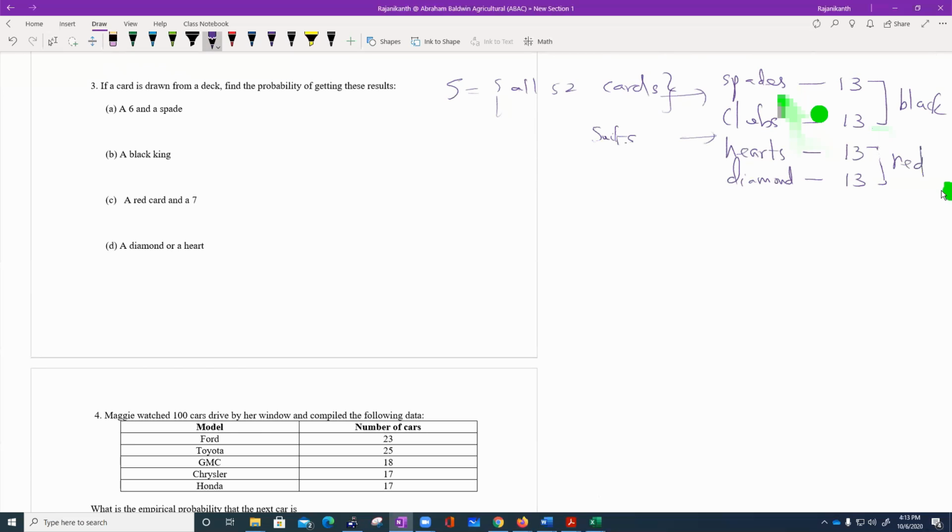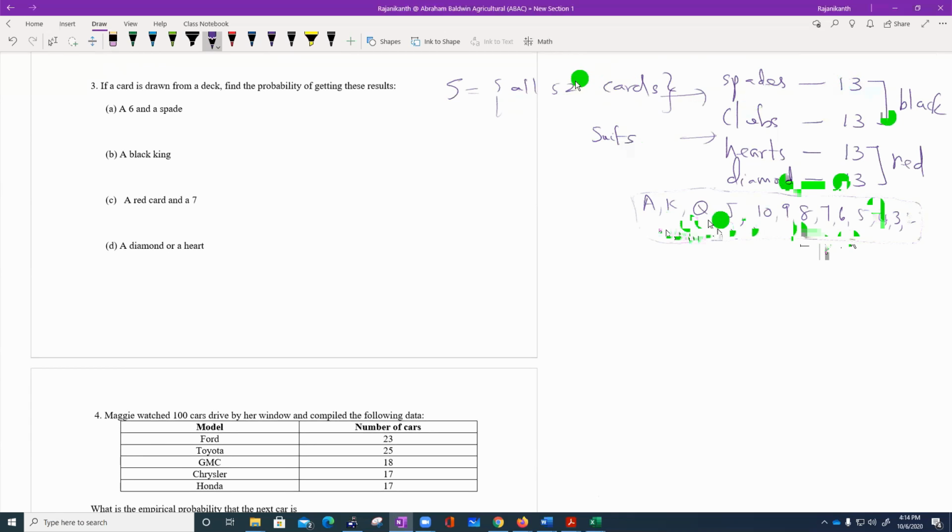And the second two are red. Each suit has 13 different cards. That is ace, king, queen, jack, and number 10, 9, 8, 7, 6, 5, 4, 3, 2. 1, 2, 3, 4, 5, 6, 7, 8, 9, 10, 11, 12, 13. So these are the values of the cards you have for each suit. There are 13 cards from each suit, and 4 suits. Therefore, 13 times 4 will be 52 cards in total.